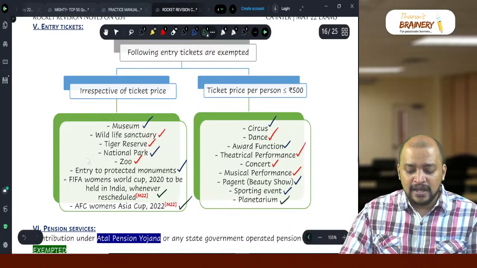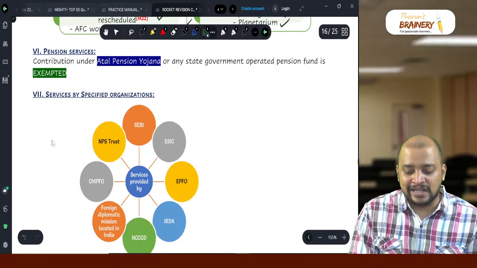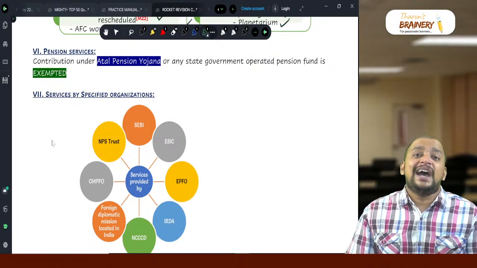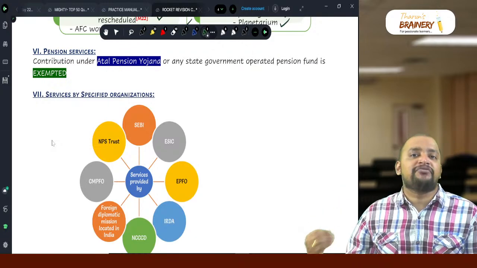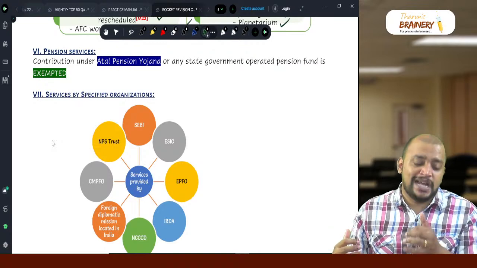Okay. Then pension services. Two pension services are exempted. Number one, Atal Pension Yojana of the central government, and like that, any state government pension fund will be exempted. So the contribution collected towards the pension will be exempted.